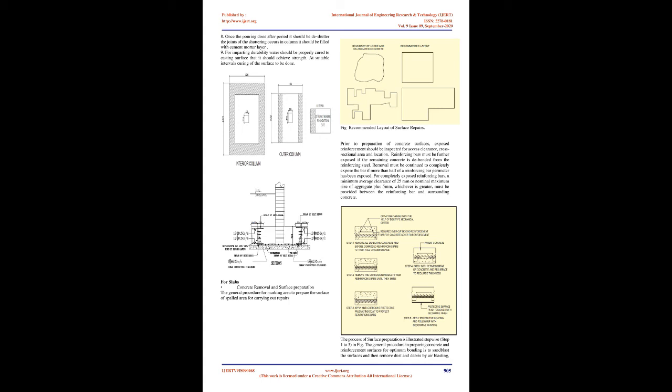8. Once the pouring is done, after a period, the shuttering should be removed. The joints of the shuttering that occur in the column should be filled with a cement mortar layer. 9. For imparting durability, water should be properly cured on the casting surface so that it achieves strength. At suitable intervals, curing of the surface is to be done.